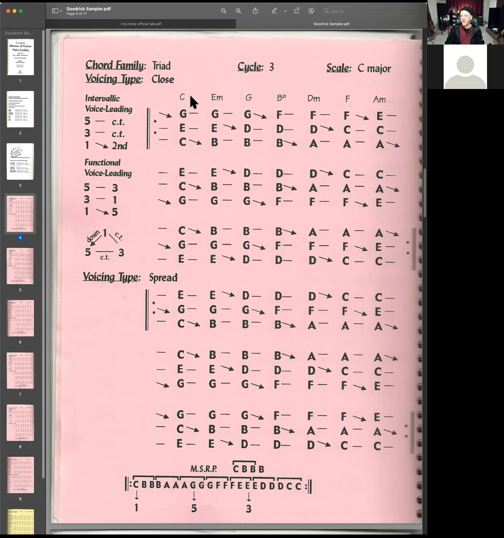But what we're saying here is as the root goes up to C, this C is going to go down to B. And as this E root goes up to G, this E is going to go down to D. And as this G goes up to B, that G goes down to F. That was precisely what we did.